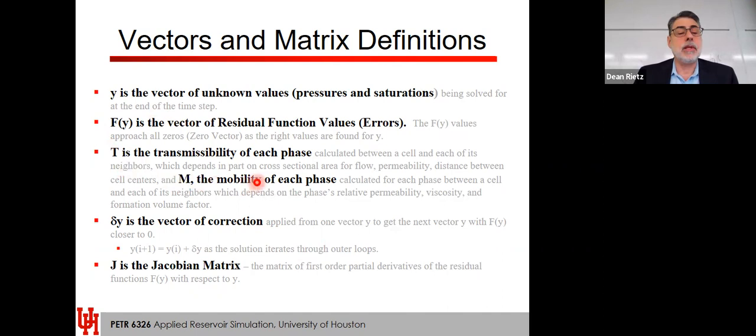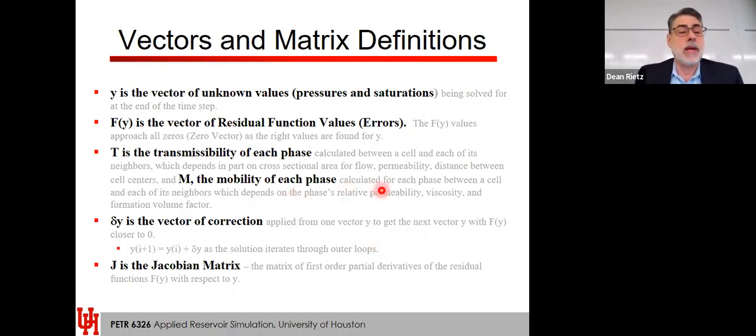T is the transmissibility of each phase calculated between the cell and each of its neighbors, which depends in part on the cross-sectional area. Let's suppose that these grid blocks are all, there's no faulting. That means that face is perfectly aligned with the face next to us. So that becomes the area that we have in our equation. If there's some shift, then the area changes a little bit based on what's juxtaposed.